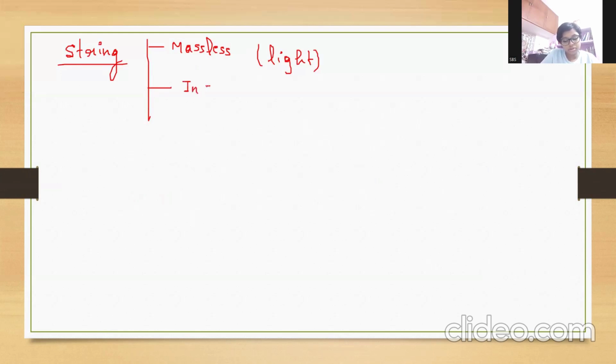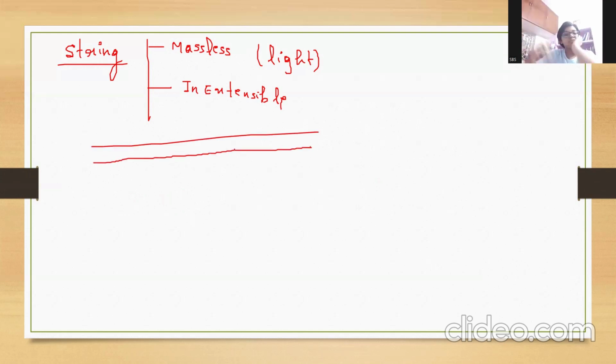90% of the questions you will find are like this. Inextensible. Inextensible means what? If you take a light string like this, and take any 2 points inside the string, point A, point B, then if it is inextensible, the distance between these 2 points will not change. Inextensible means the distance between A and B, DAB, is constant.